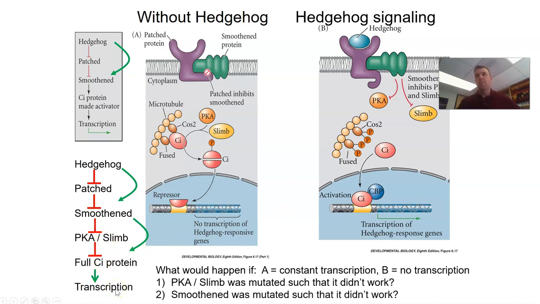Transcription's always on. If smoothened is mutated such that it doesn't work, now you can't inhibit PKA and SLIM. So even if hedgehog's there, you're not inhibiting PKA and SLIM, and therefore PKA and SLIM are constantly inhibiting Ci. You're not going to get transcription at all. So if you're on this green line here, where we do our double bypass of the double negative gate, you're activating transcription, and if you're mutated, you can't get transcription. If you're in between here, you're an inhibitor, and if you're inhibited, then you always get transcription because it's no longer inhibited.